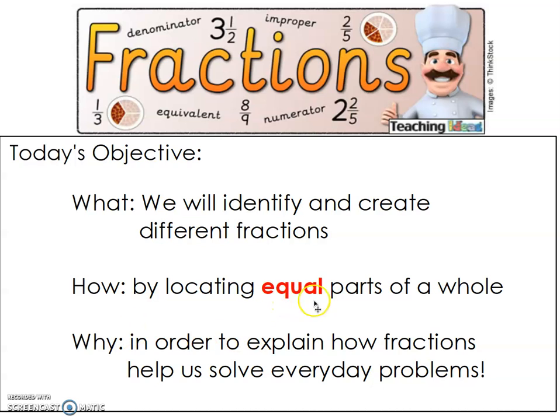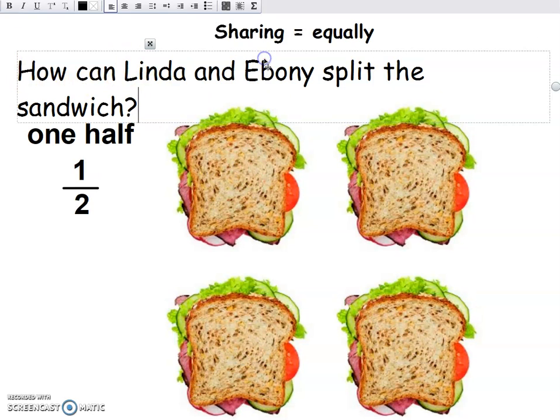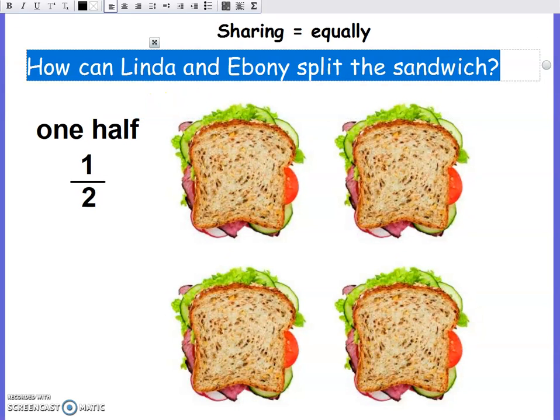Okay, so looking at this word, this is the only word today that I highlighted and put in bold print: equal. This is really important for it to actually be a fraction. They have to be equal parts. Okay, so we're going to look at what an equal part would look like and then what it will not look like. But to start, I'm going to talk about Linda and Ebony, and they're going to split a sandwich. Okay, I'm going to make this a little bit smaller actually.